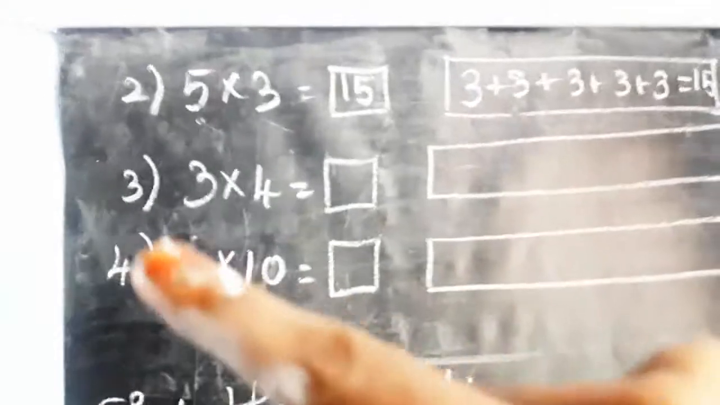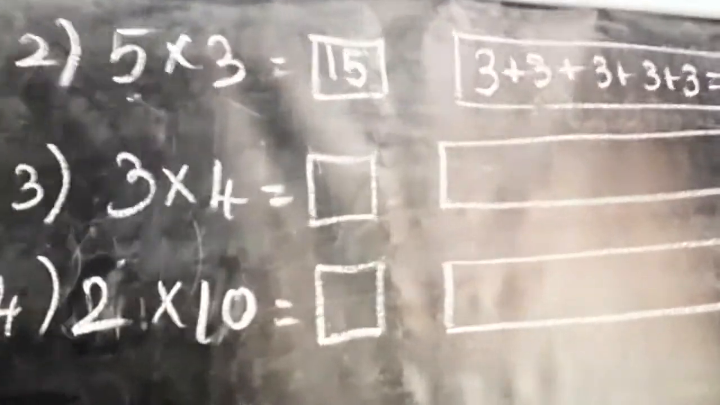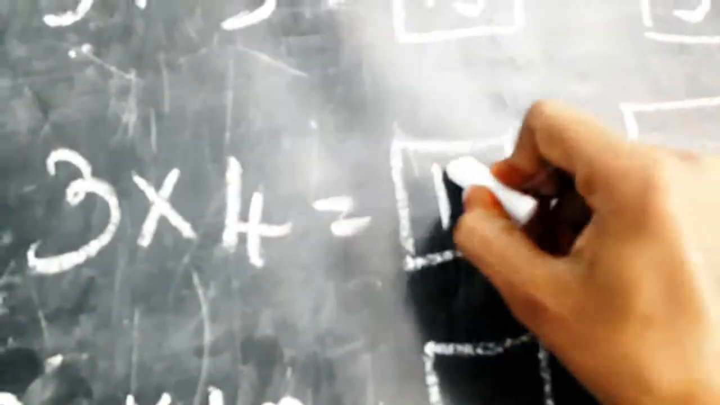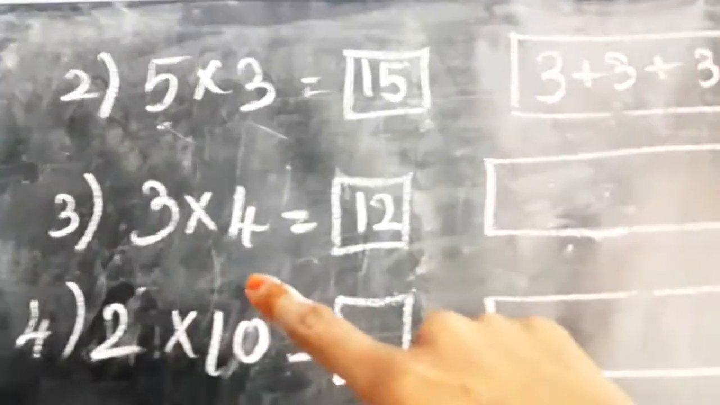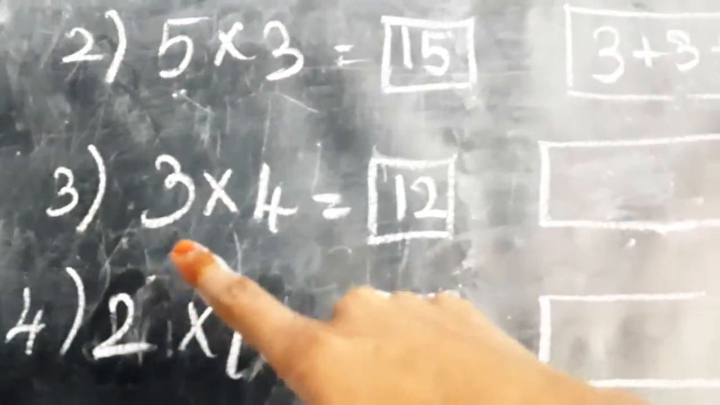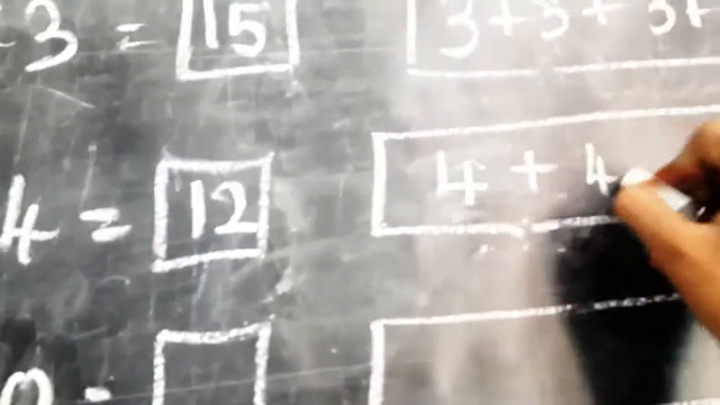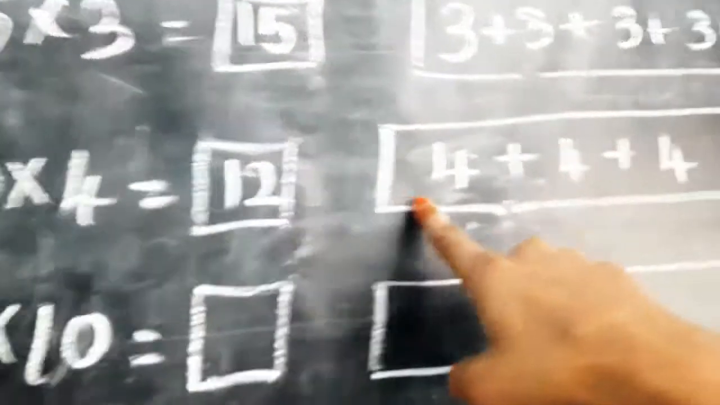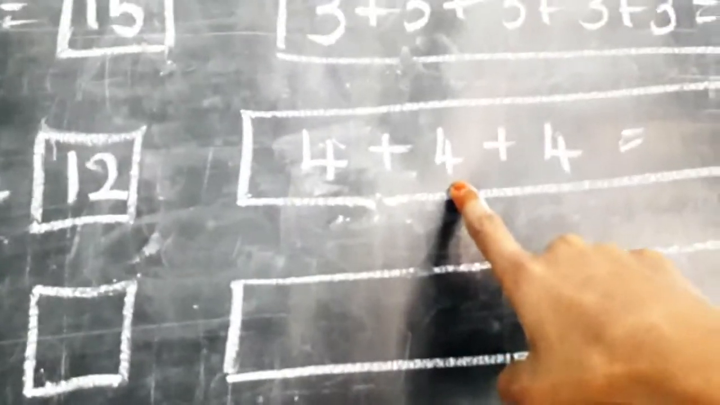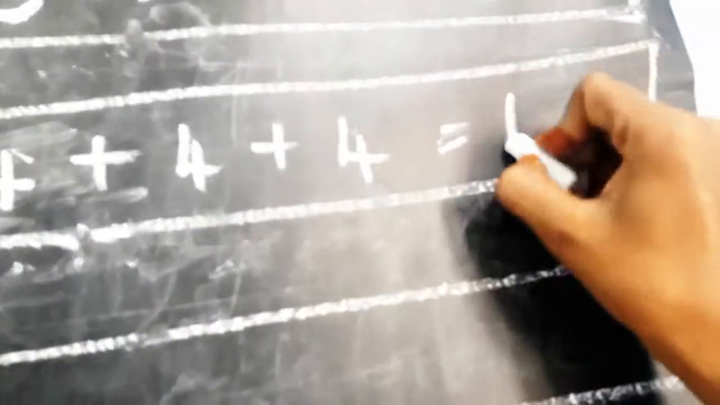Then the third one, 3 4s are, yes, 12. Now we can write the repeated addition. 4 is 3 times. So you have to write 4 three times. 1, 2, 3. 4 plus 4, 8. 8 plus 4, yes, 12. That is the repeated addition.